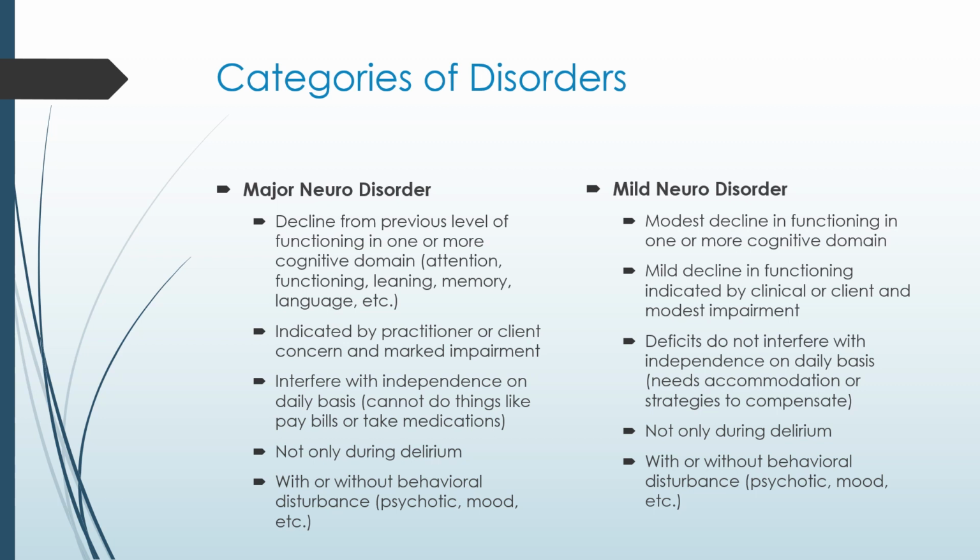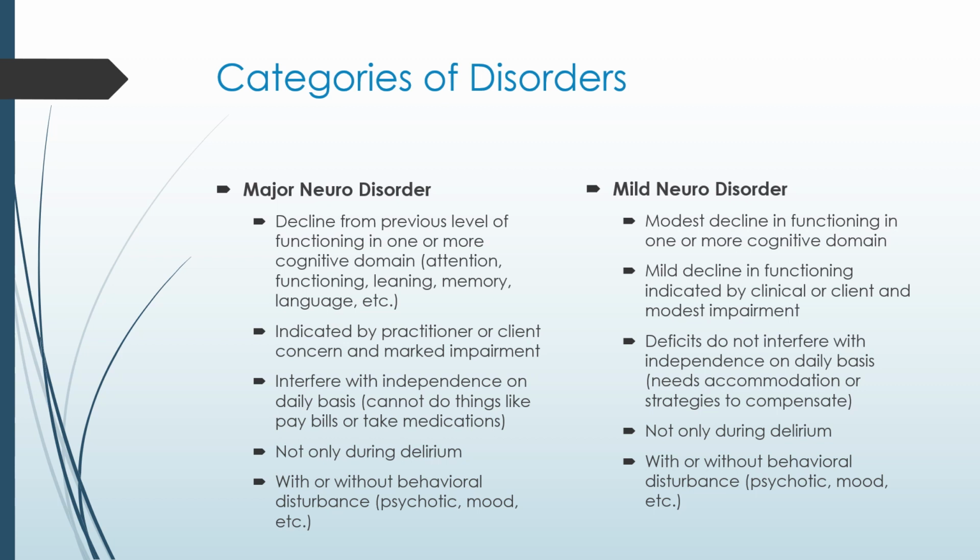And really we're looking at the rate and the severity of the decline in their ability to function in different cognitive domains. And so this might be indicated by you as a practitioner, meaning that this might be something that you notice, but maybe the client hasn't picked up on, or it can be something that the client brings to you as a concern because they're noting that impairment. And so obviously this cognitive decline is going to be interfering with their ability to be independent in daily tasks. So they're not able to do things like paying bills, taking medication.